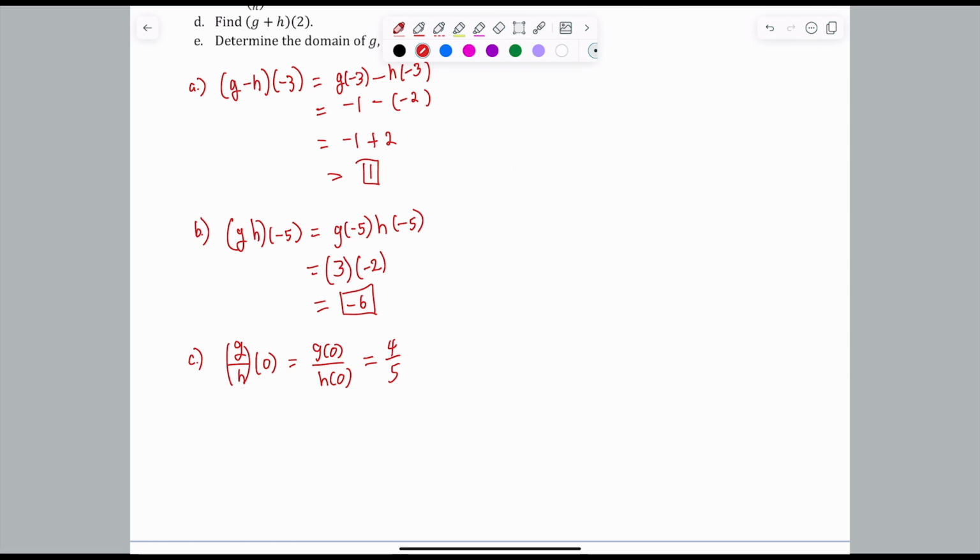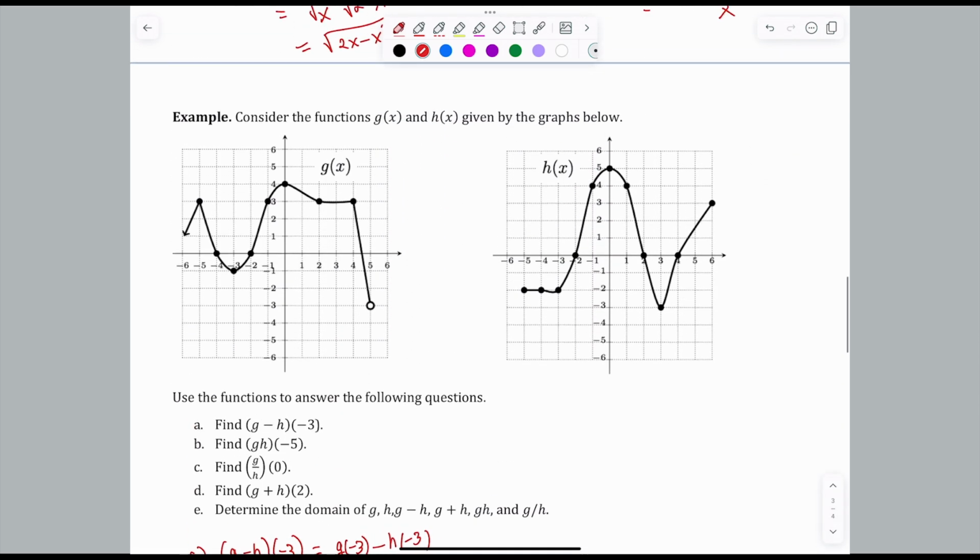Okay, so D, we have g plus h of 2. So it would be g of 2 plus h of 2. Once again, let's use the graph to help us figure that out. Here's the input of 2, follow it to the graph, and we get an output of 3. Same thing for h here.